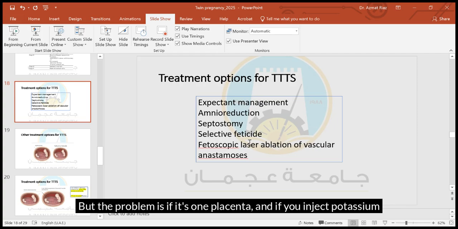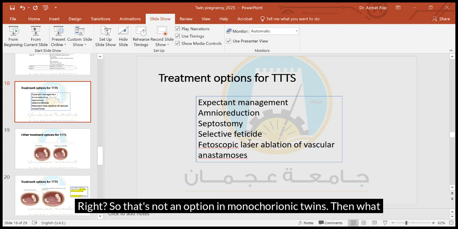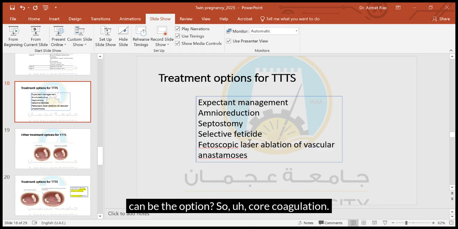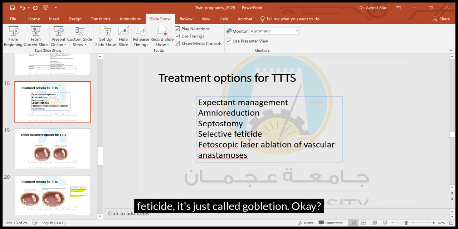But the problem is if it's one placenta, and if we inject potassium chloride into the heart of one baby, it can go through the placenta into the other baby, right? So that's not an option in monochorionic twins. Then what can be the option? Cord coagulation, coagulating the cord of the baby who is not doing well, if we don't want that baby. So in monochorionic twins, if we have to do selective feticide, it's just cord coagulation.